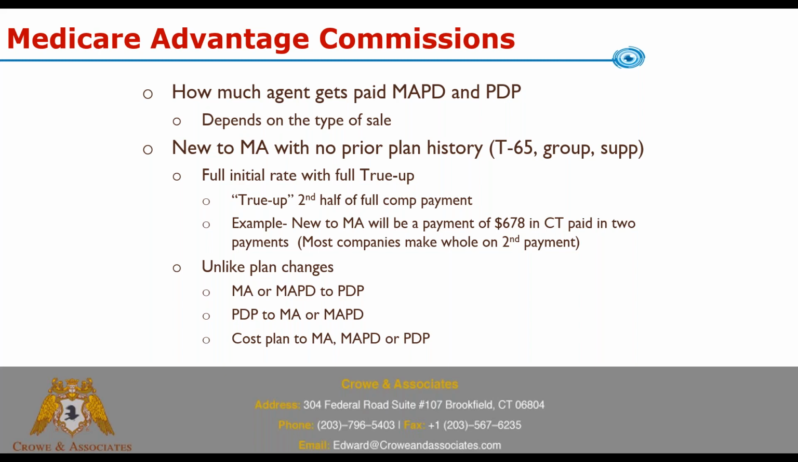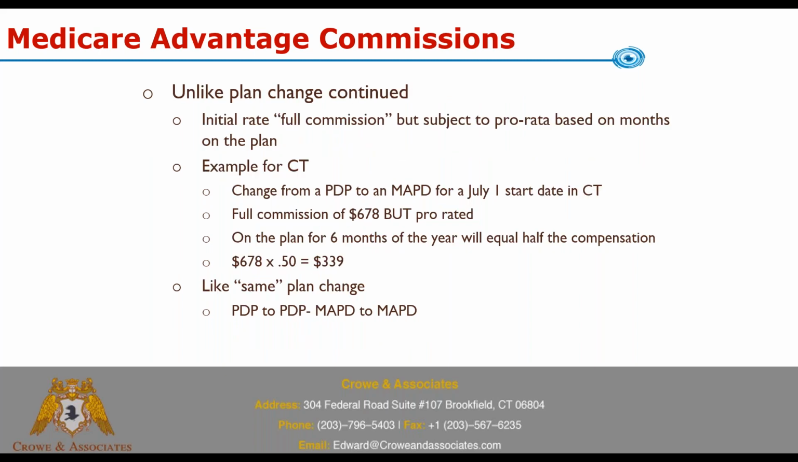If you have an unlike plan change, I have a couple examples here, but I'll use a different one. So let's say somebody is in a supplement and a drug plan, and you write them an MA plan. They're new to Advantage, so you might think, I'm going to get the full commission, but you usually don't in that scenario, because if they had a PDP in place and a supplement, and you write them an Advantage plan, you're going to get the initial and the true up, but you're going to get prorated on that. The reason you get prorated is because they had a PDP in place when you wrote them that Advantage plan. So it's full commission, but subject to pro rata.